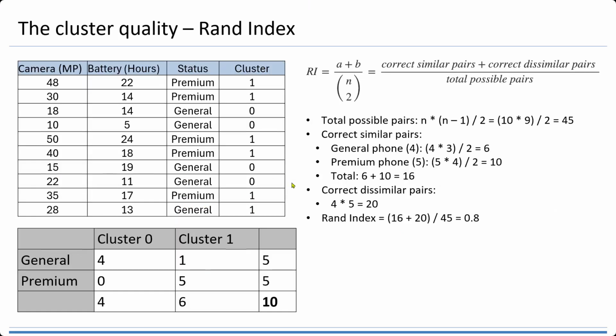Now let's see how to calculate the Rand index. The Rand index, as you see, the formula is this one. We can check the correct similar pairs and we can check the correct dissimilar pairs divided by the total possible pairs. What is the total possible pairs? It is the formula n choose 2, or we call this the combinatoric of n, comma 2. C means the combinatoric.